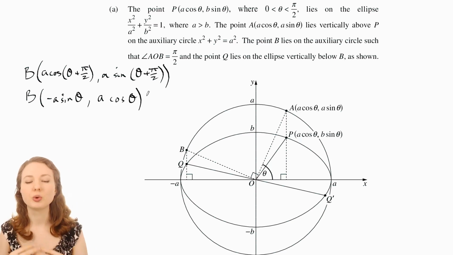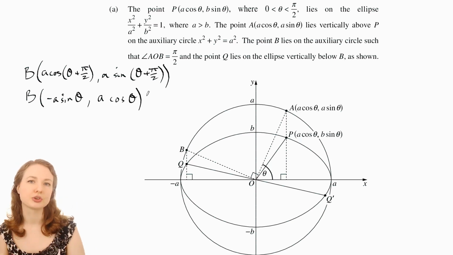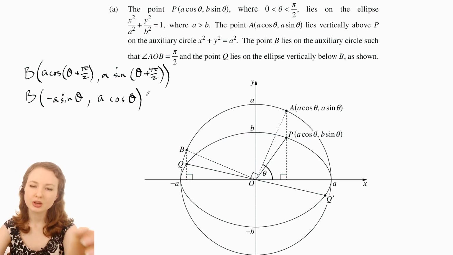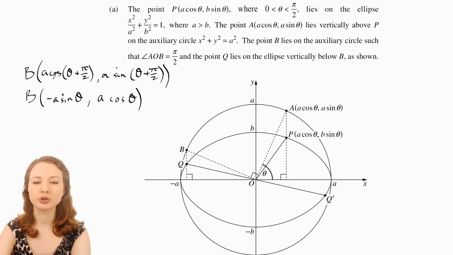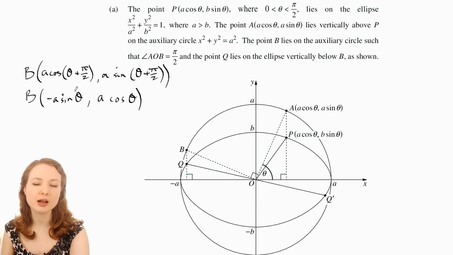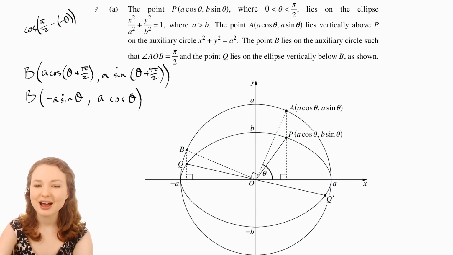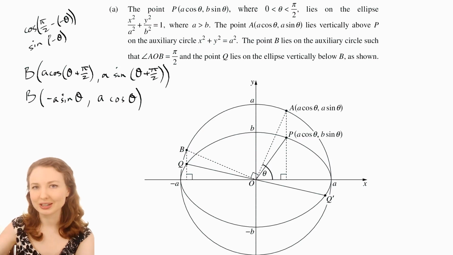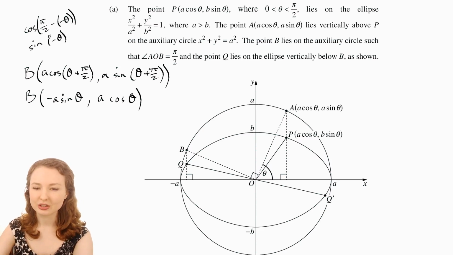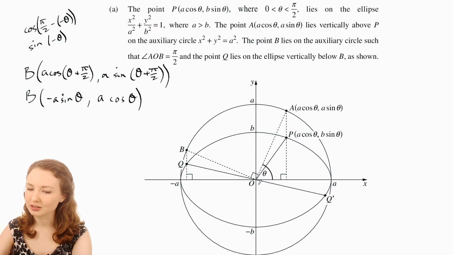If you wanted to show working for that bit, I don't think they did show working in their solutions, but if you wanted to, you could use the angle sum formula, or you could say that this is cos of pi on 2 minus negative theta, and then that's sine of negative theta, which is negative sine theta. You could do that sort of thing, but I don't think you really have to show working there, so you might as well just do it geometrically, which I think is a lot faster.